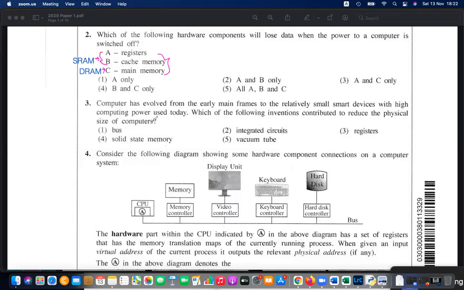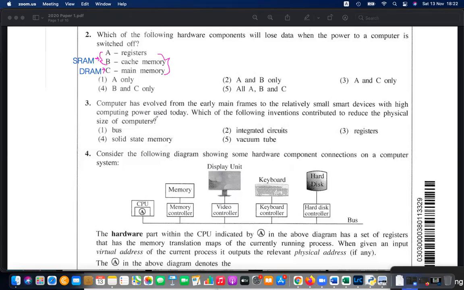Again, which has a large volume, SRAM or DRAM? DRAM. DRAM capacity is high. It can hold more data. SRAM can hold a little amount of data. And which needs periodic refreshing? DRAM, right? DRAM needs periodic refresh.